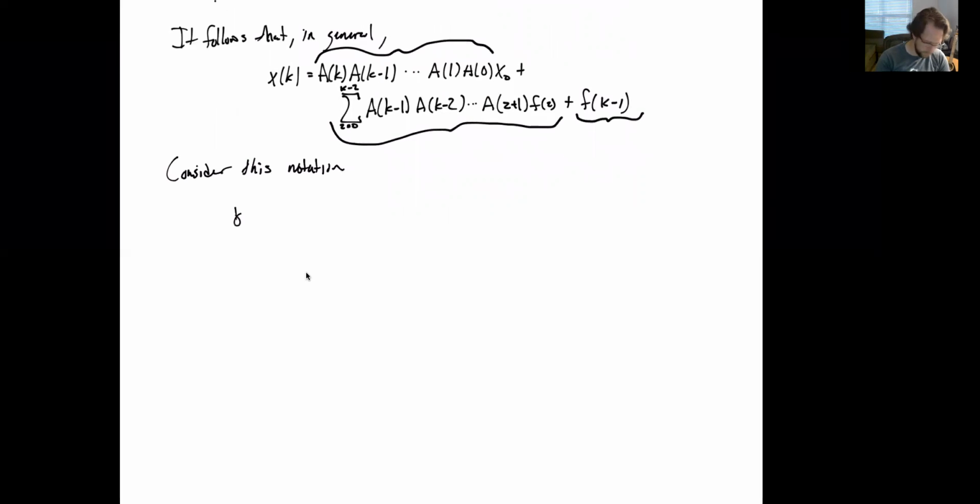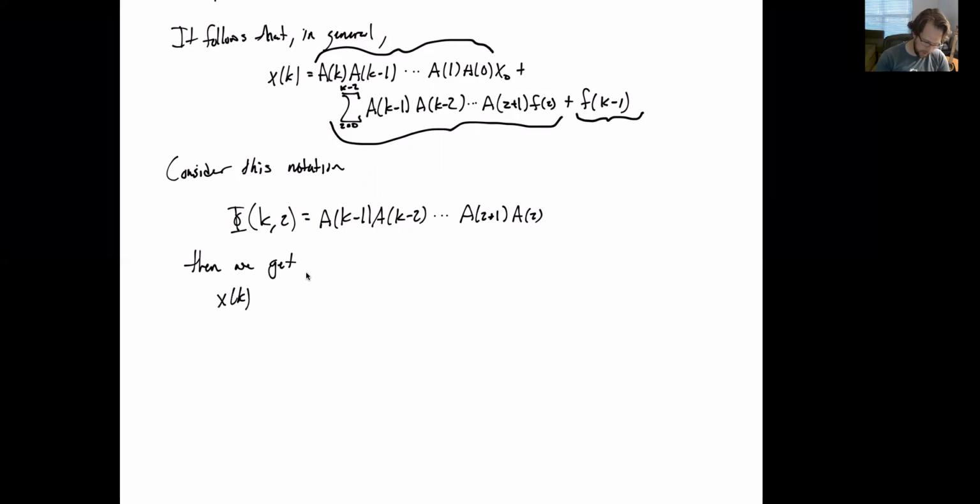So, just like with continuous time systems, we can consider this notation phi of k and tau, which is equal to A of k minus 1, A of k minus 2, all the way out to A of tau plus 1 times A of tau. Okay? Then we get that our solution at time k is equal to phi of k and 0 times x naught.